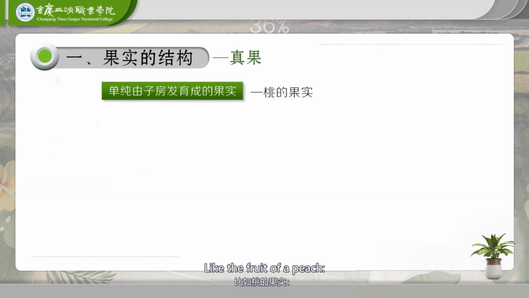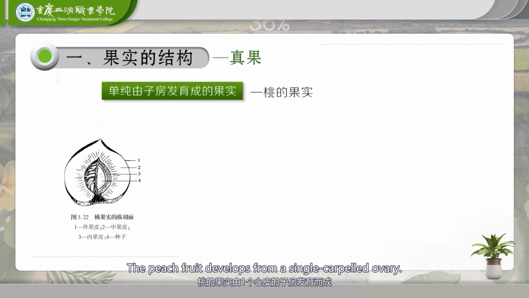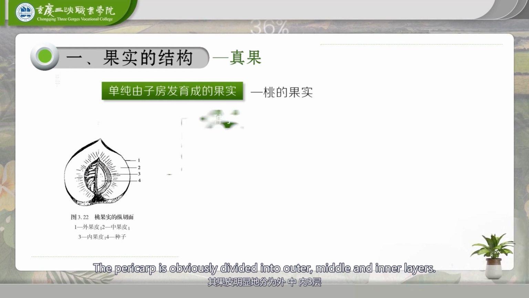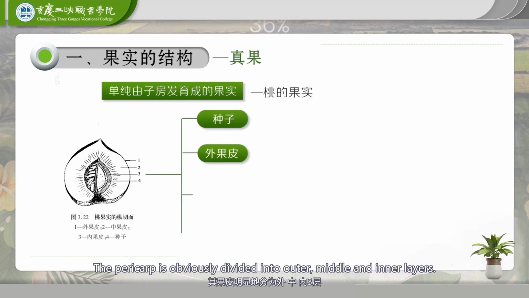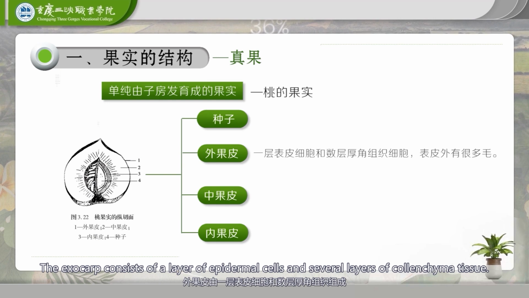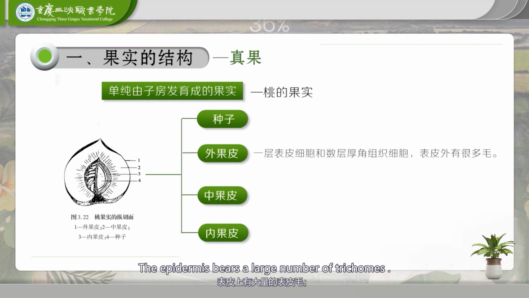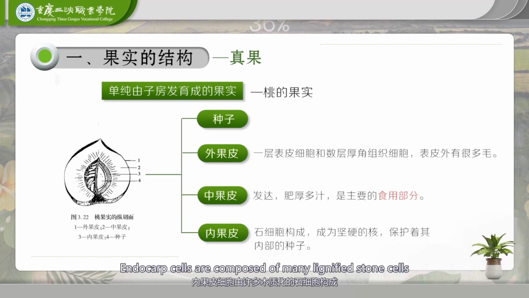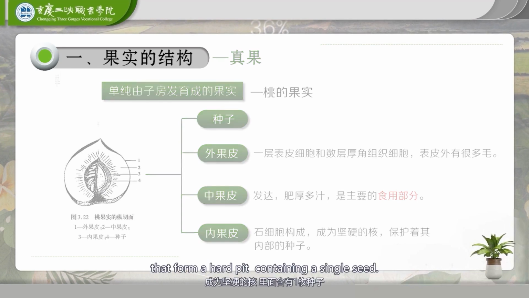Like the fruit of a peach, the peach fruit develops from a single carpelled ovary. The pericarp is obviously divided into outer, middle, and inner layers. The exocarp consists of a layer of epidermal cells and several layers of parenchyma tissue. The epidermis bears a large number of trichomes. The mesocarp is well-developed, fleshy, and constitutes the main edible portion. Endocarp cells are composed of many lignified stone cells that form a hard pit containing a single seed.